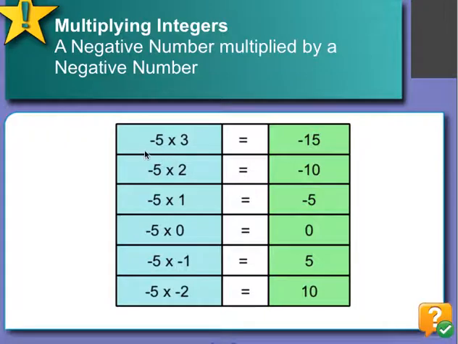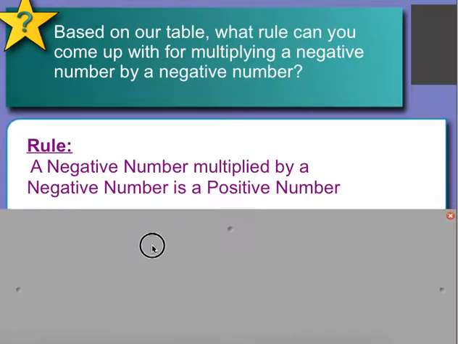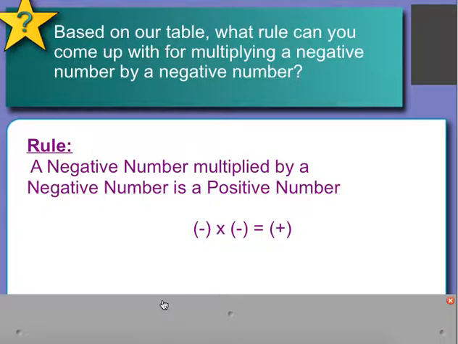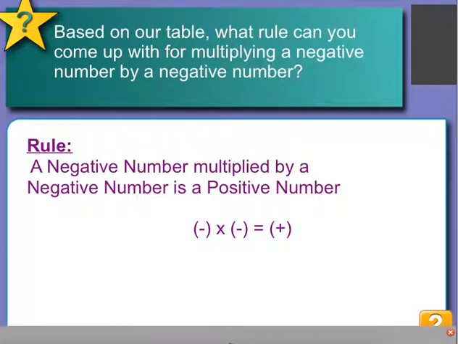So remember that if we have this pattern of, okay, negative 5 times 3 is negative 15, times 2 is negative 10, times 1 is negative 5, times 0 is 0. Now if we go into the negatives, negative 5 times negative 1, we get 5. And times negative 2 is 10. We can see this pattern and kind of prove it to ourselves that we have these certain rules. And we would say that our rule is a negative times a negative is a positive. That's what we proved on the other page by seeing those patterns.